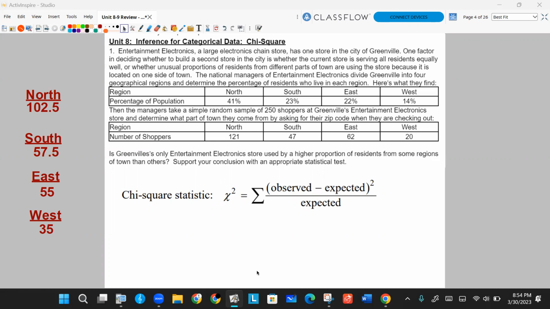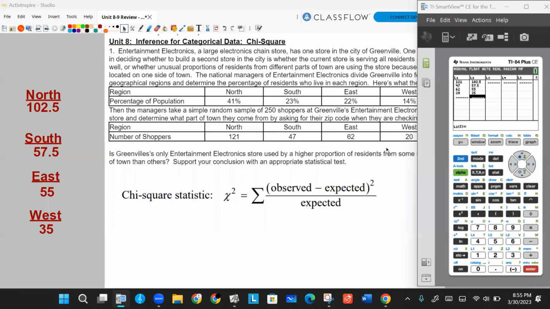So let's enter that data in your L1 and L2. To run the test in your calculator, you're going to put your observed in L1 and your expected in L2 in your stat menu. Then you're going to go to stat tests. I click the up arrow a couple times and I'll find the chi-squared GOF test. That's what we're going to run. It pulls data from your L1 and L2.